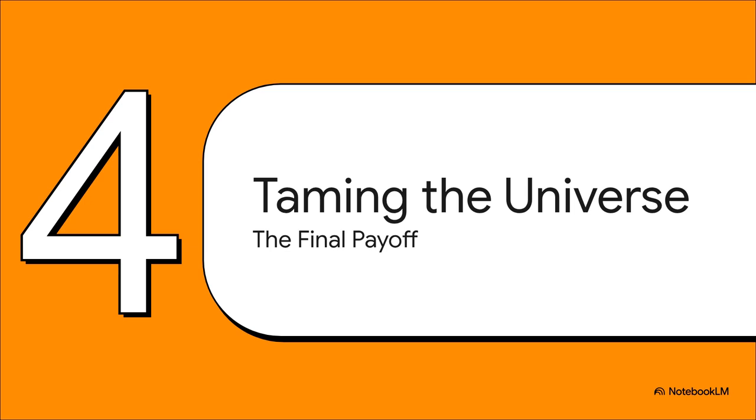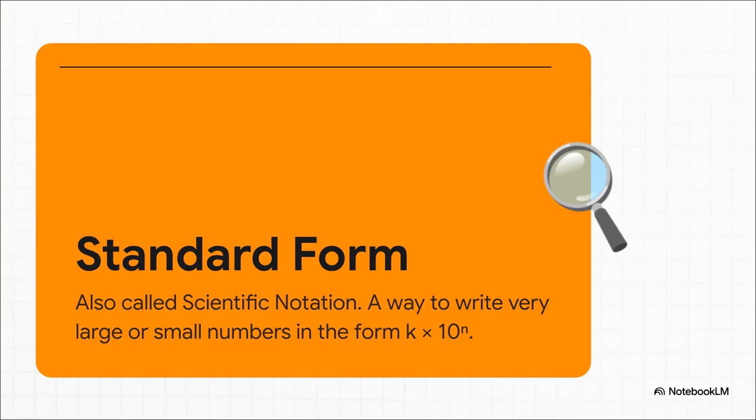And that brings us to the final payoff, the whole point of all this. Remember those ridiculously large and small numbers we started with? Now that we've mastered exponents, let's go back and tame them, once and for all. The tool we're going to use for this is called standard form, or you've probably heard it called scientific notation. The whole idea is to rewrite any number as two parts, a simple number between 1 and 10 multiplied by a power of 10. This is pretty much the ultimate application of exponents.